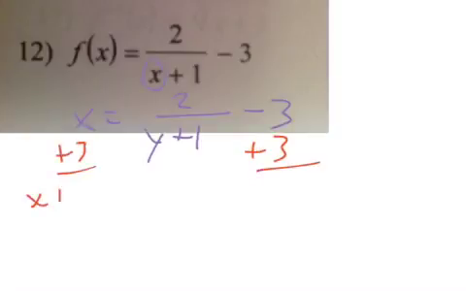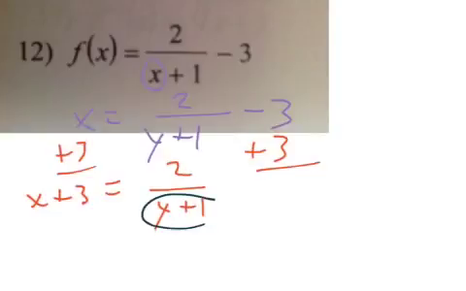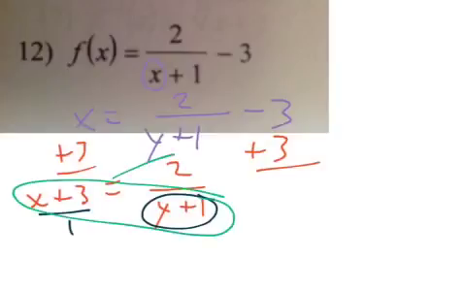And now I have x plus 3 equal to 2 over y plus 1. Oh, wow. I'm solving for y and it's in the denominator. What am I going to do? Well, how about if we put a 1 underneath there? And let's do a little cross multiplying. We're going to do a little cross multiplying here. And so what do we end up with?